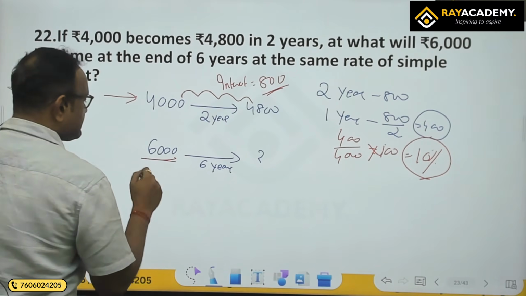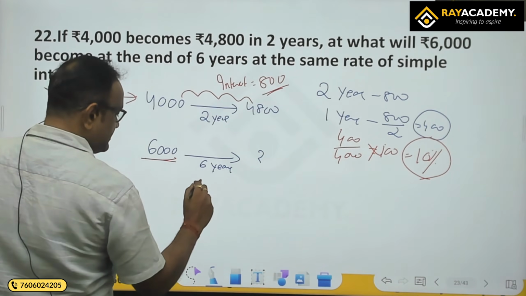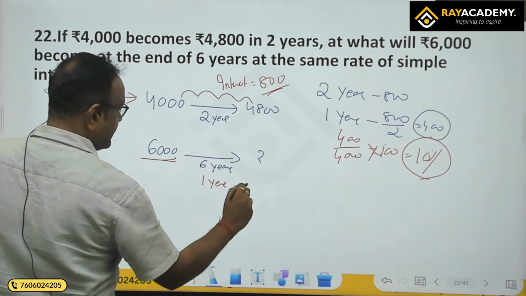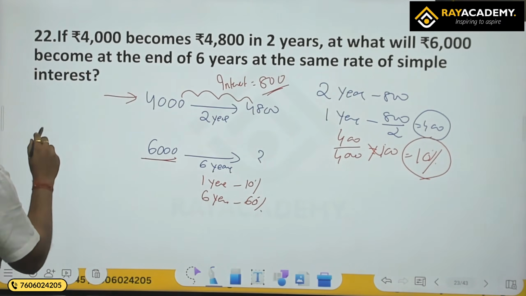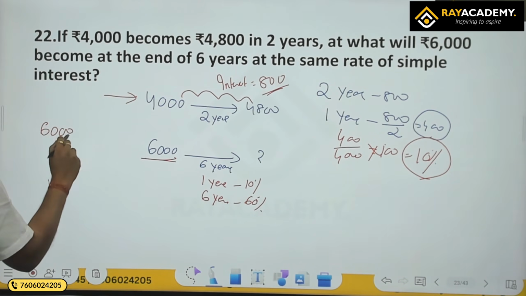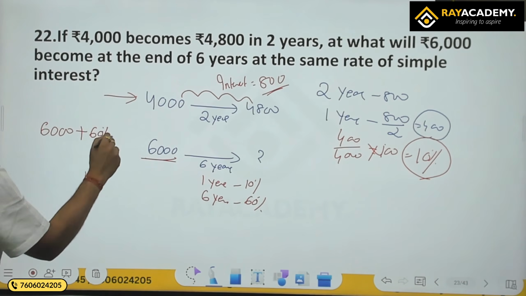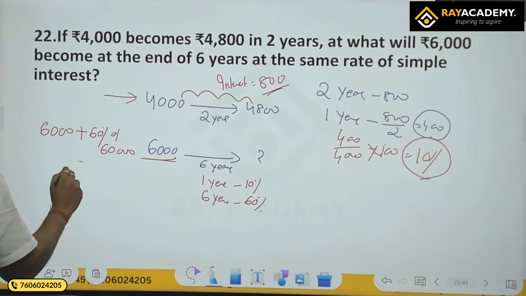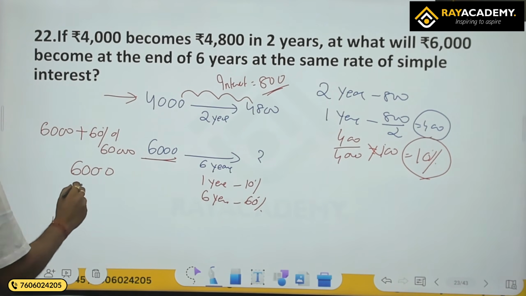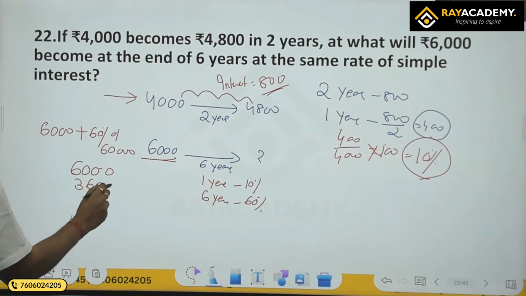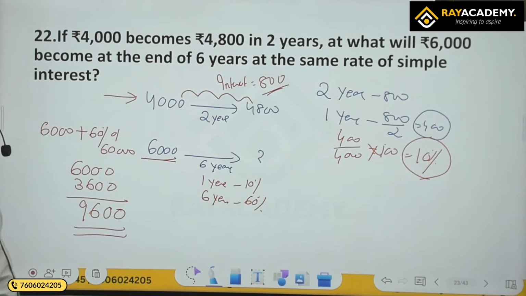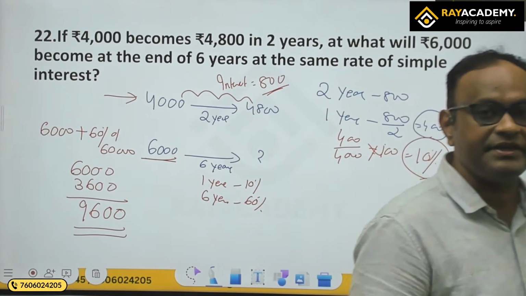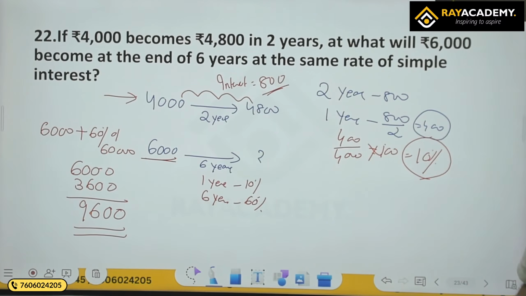Now you see 6000 in 6 years. Each year the interest is 10%, so in 6 years it is 60%. So to 6000 we just have to add 60% of 6000. What is 60% of 6000? That is 3600, so the total is 9600. Same answer, but if you do it logically, you do not need to write the formula P plus PTR by 100. You can even do it mentally.